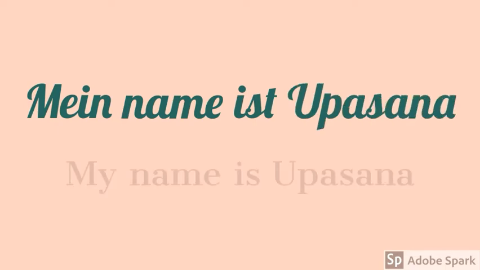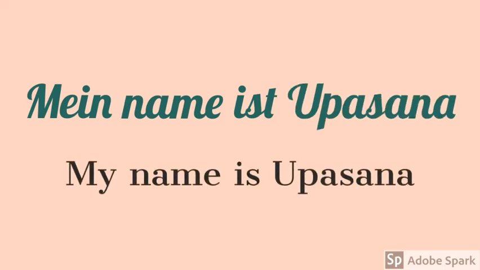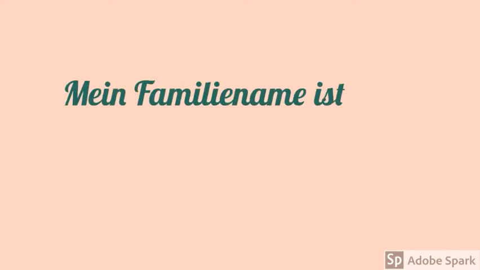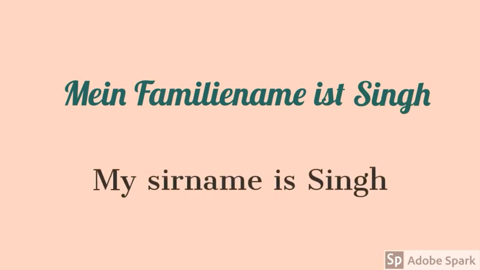Now, let's see the formal one. Mein Name ist Upasna. My name is Upasna. Mein Familienname ist Singh. Here, this Familienname must be hard for you to say. Remember, always break big words into small parts and then try to speak. Here also, you can take Familienname as Familie plus Name is equals to Familienname. So the sentence will be, Mein Familienname ist Singh.